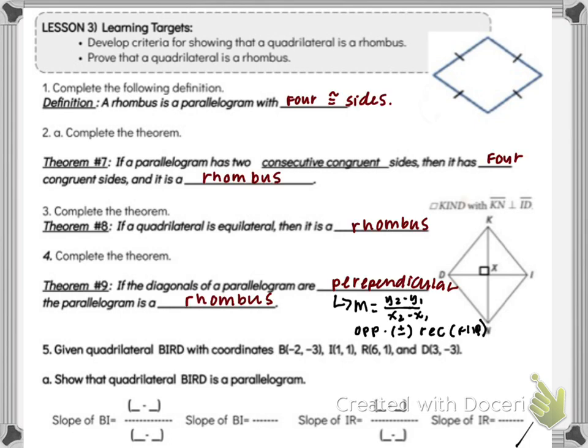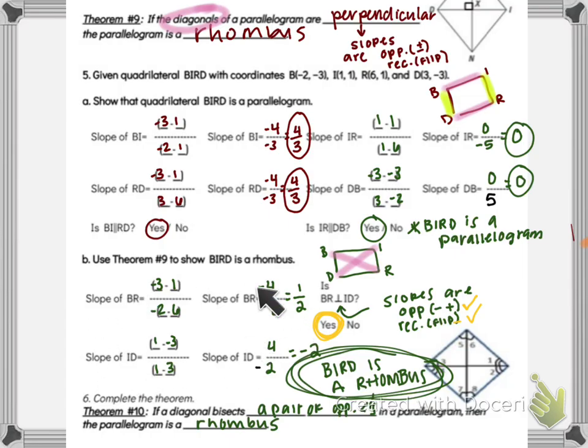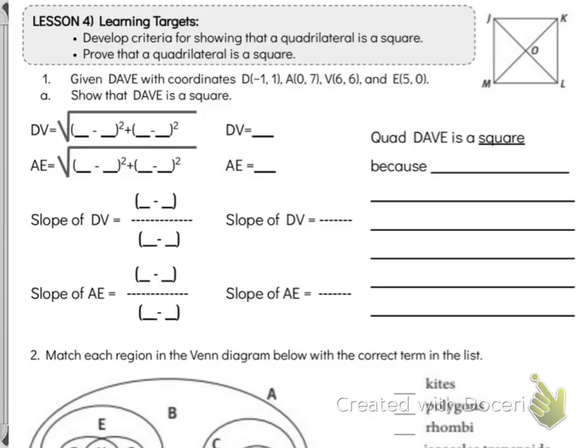Same thing with this work right here, that should not be new. That came from this, okay? So this should not look like anything new. Really what you're doing is we just combine them because again, a square is a rectangle and a rhombus, okay? So let's go ahead and start by finding the distance of those diagonals, or the length of those diagonals, I'm sorry. So go ahead and find the length of DV and AE.